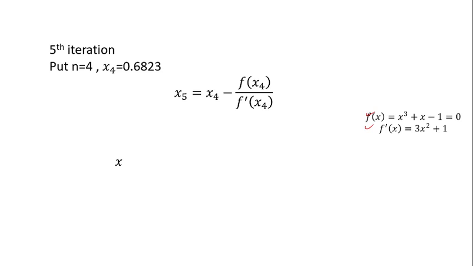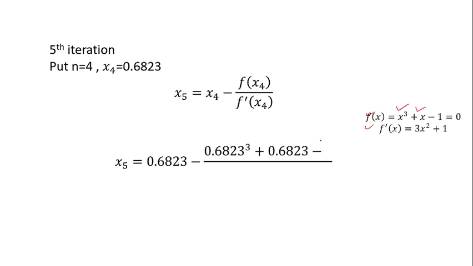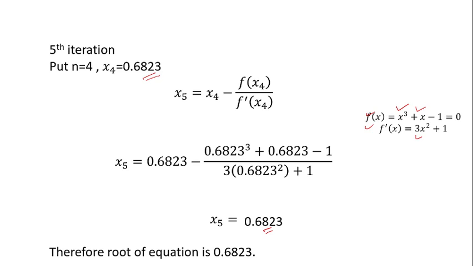Now put the value of x4 everywhere. So x5 = 0.6823 minus (0.6823 cubed plus 0.6823 minus 1) divided by (3 into 0.6823 squared plus 1), and if you simplify this with the help of a calculator, we get x5 equal to 0.6823. But you observe x4 is 0.6823, x5 is also 0.6823, both are the same. Therefore we can claim that the root of the equation is 0.6823. So this completes the solution.